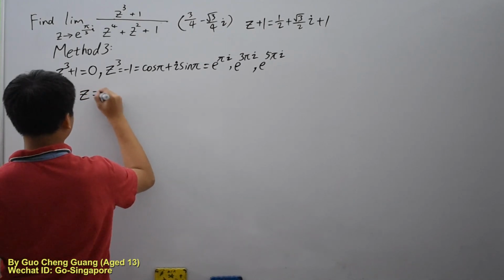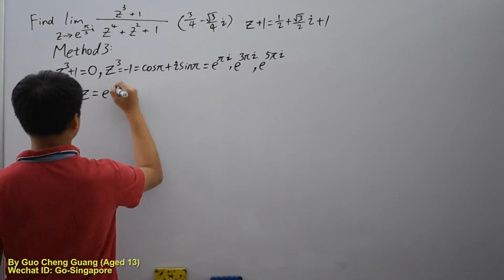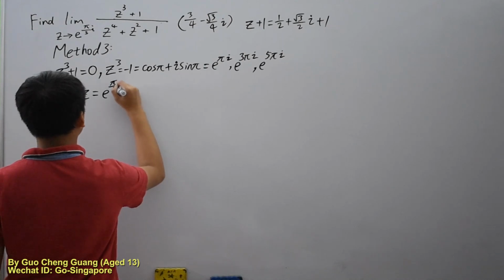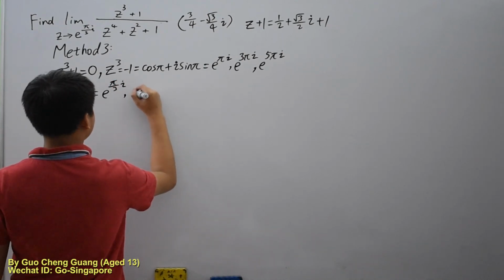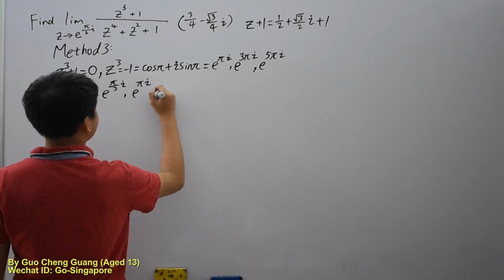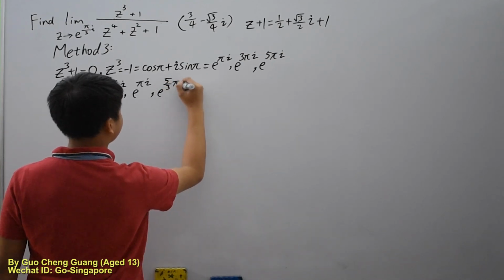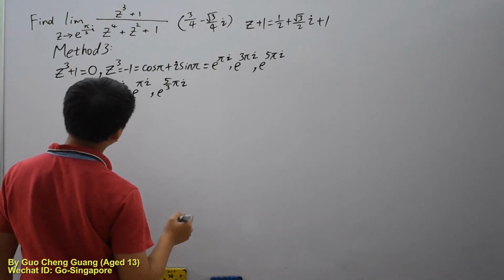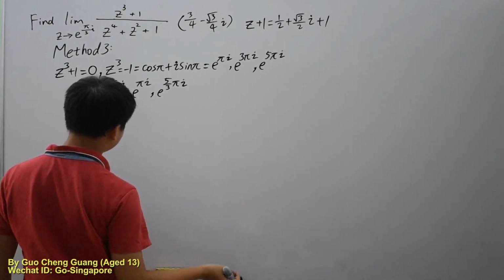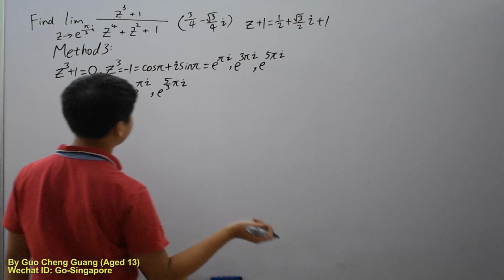But for this part, the only parts I'm going to use would be z is equal to e to the power of pi over 3 i, then e to the power of pi i, and e to the power of 5 over 3 pi i. Wait, okay, we can still go on, right? Yeah, we still can go on.